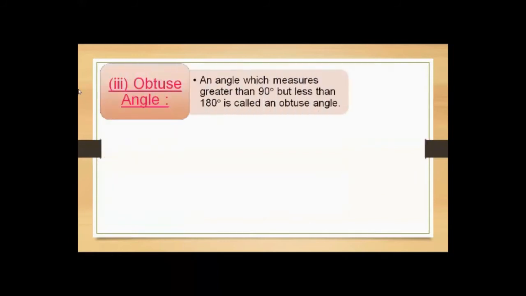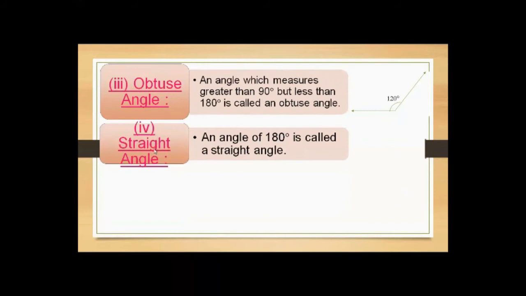Now students, the third kind is the obtuse angle. An angle which measures greater than 90 but less than 180 degrees is called an obtuse angle. There is an obtuse angle. This angle is constructed at 120 degrees, so it is an obtuse angle because it is greater than 90 and less than 180 degrees.